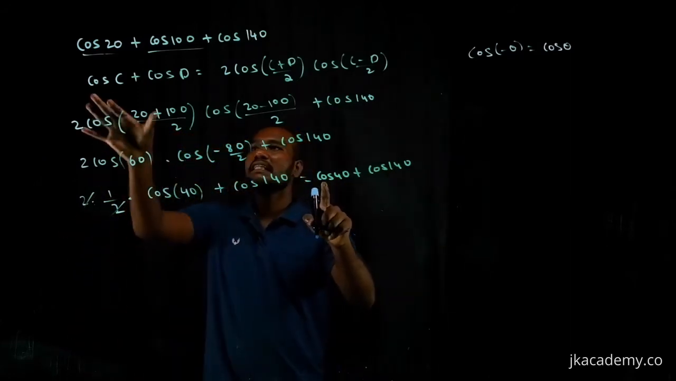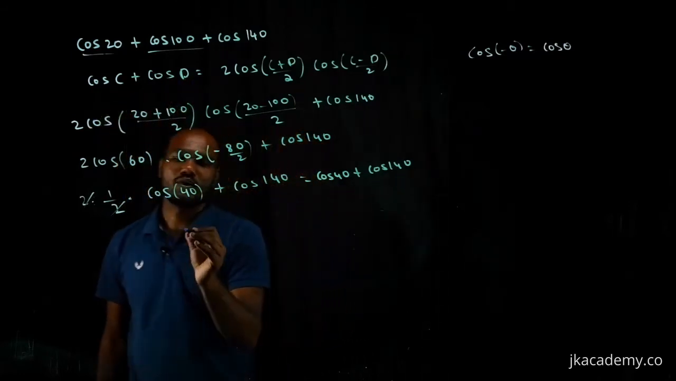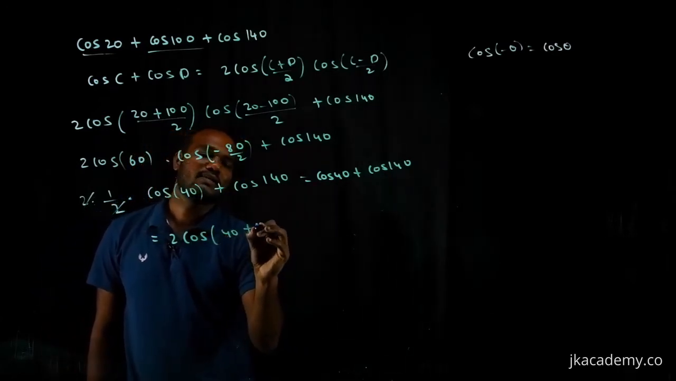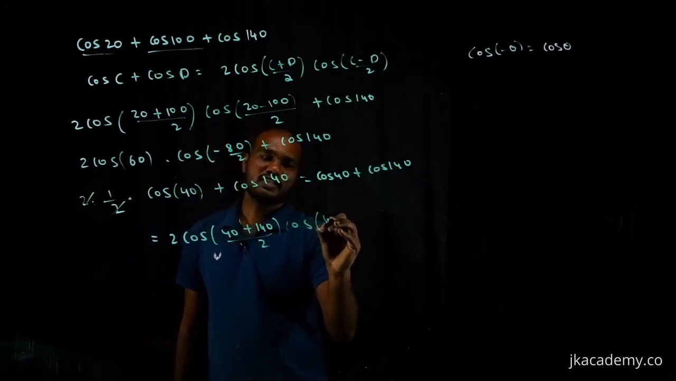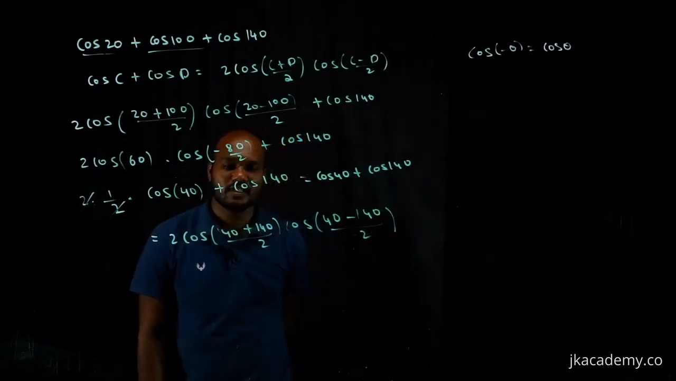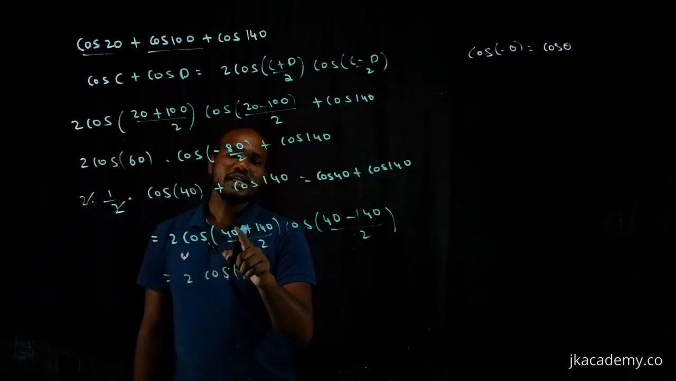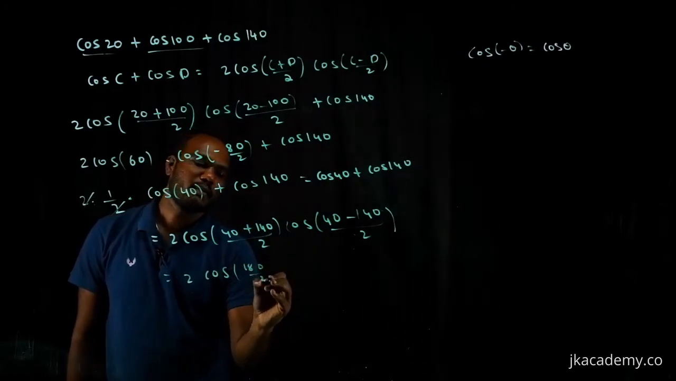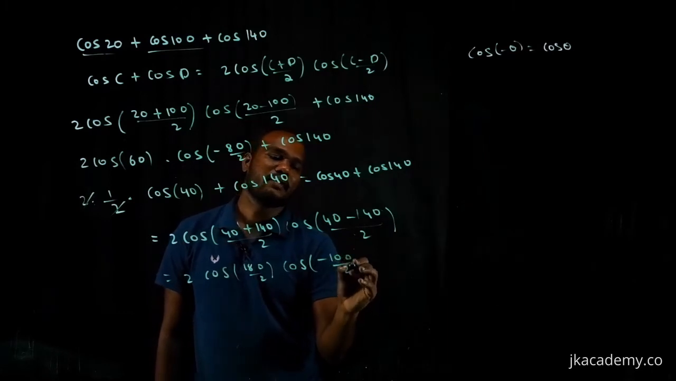Now again we have to apply the same formula. Now the C value is 40, D value is 140. So now we will get 2 cos (C plus D) by 2, that is (40 plus 140) divided by 2, cos (C minus D) by 2, that is (40 minus 140) divided by 2, isn't it? So now 2 cos, what will be left? 40 plus 140 is 180. So 180 by 2, cos of 40 minus 140, which is minus 100, divided by 2.